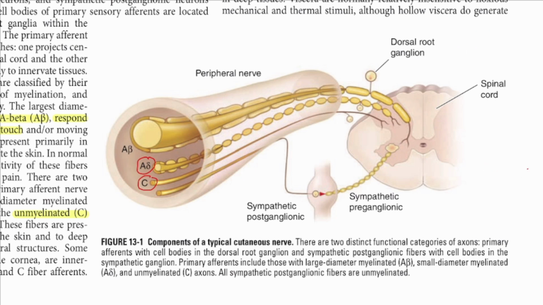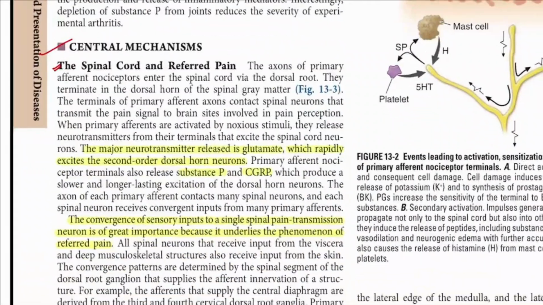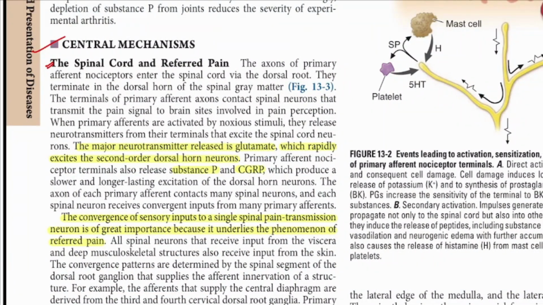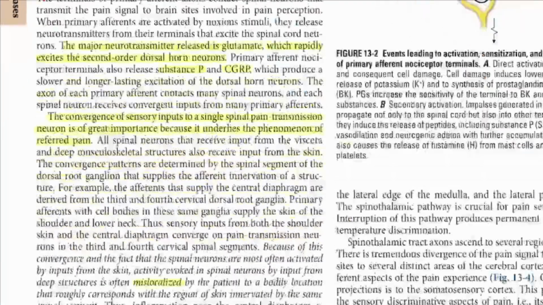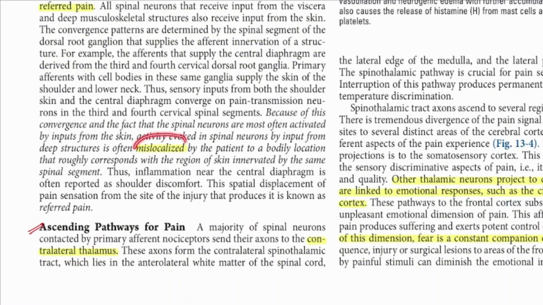Let us see what is written in Harrison. The major neurotransmitter released is glutamate, right? Glutamate rapidly excites the second order dorsal horn neurons, along with substance P and calcitonin gene related peptide. Thus, a convergence of secondary inputs to a single spinal pain transmission neuron is of great importance because it underlies the phenomenon of referred pain. Pain is mislocalized by the patient to a bodily location that roughly corresponds to the region of skin innervated by the same spinal segment.